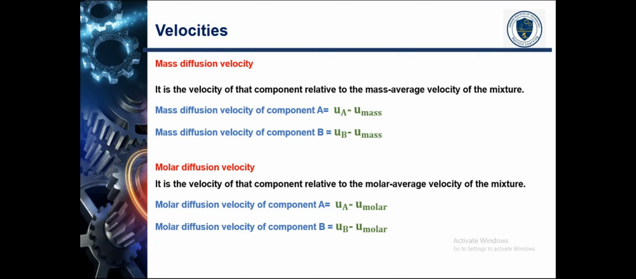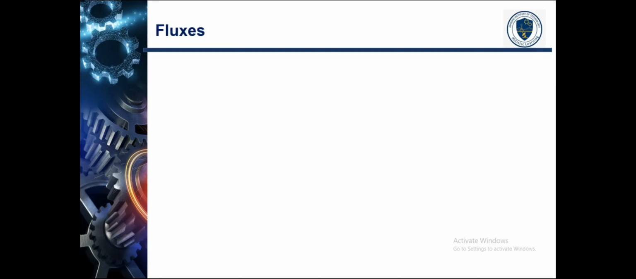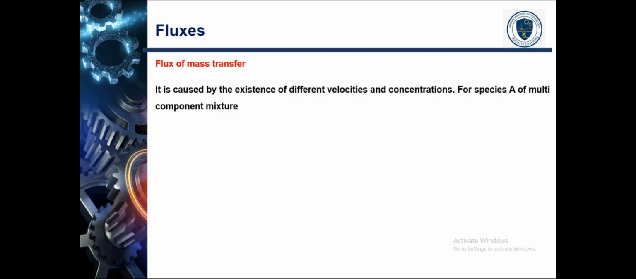Next we move on to the various fluxes in mass transfer. So in this slide I will explain the various types of fluxes and how they are calculated. Fluxes are created in any mixture due to the existence of differences in velocities and concentrations. For example, here the fluxes are calculated for the species A in a multi-component mixture. For any multi-component mixture, three types of fluxes are created. The first one is absolute flux, then bulk motion flux, then diffusion flux.